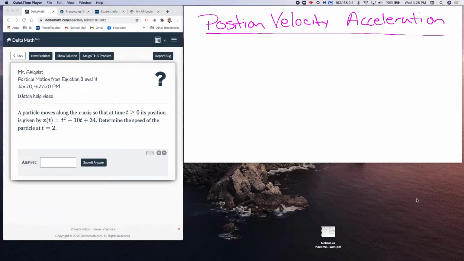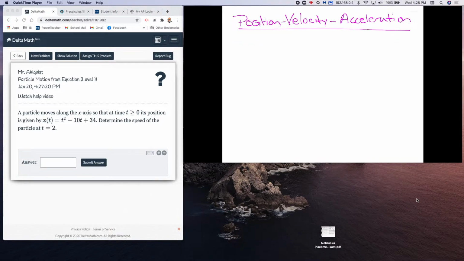This is a lesson on the idea behind position, velocity, and acceleration. I'm going to combine two different things. I'm going to combine the step diagram and the chart within the context of this type of problem. So the first thing is, let's talk about the step diagram.